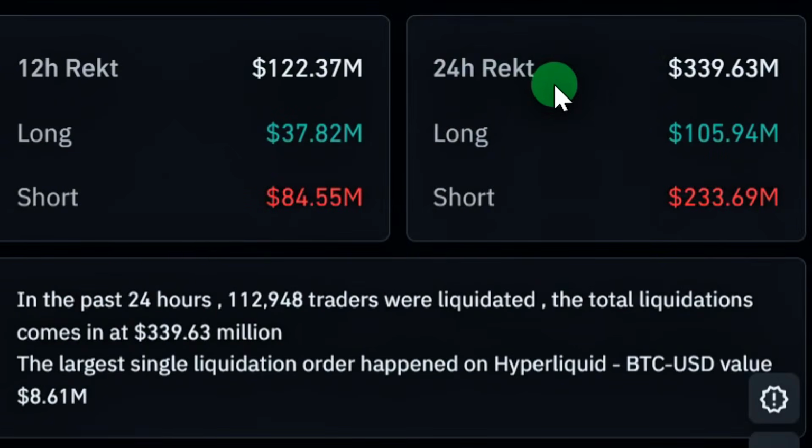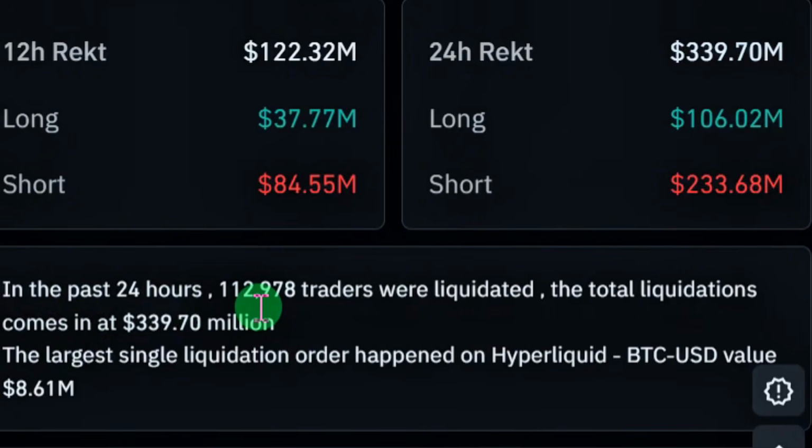In the past 24 hours, over $339 million has been liquidated from the overall crypto market so far. Over 112,000 traders were liquidated. The largest single liquidation order happened on Hyperliquid, on BTC/USD, valued at over $8 million. The highest liquidation amount comes from short positions, at over $233 million, while long positions are over $106 million, which states clearly that buyers are in control of the market right now.